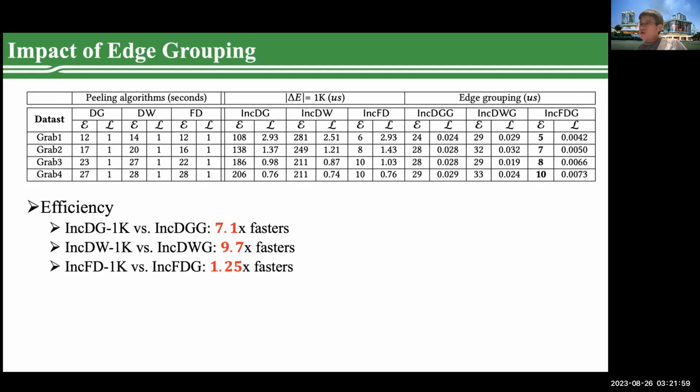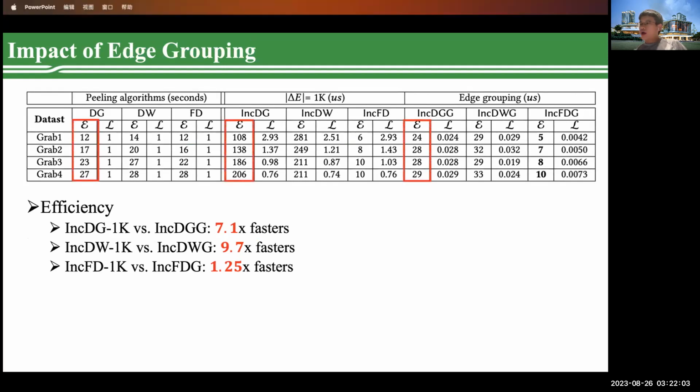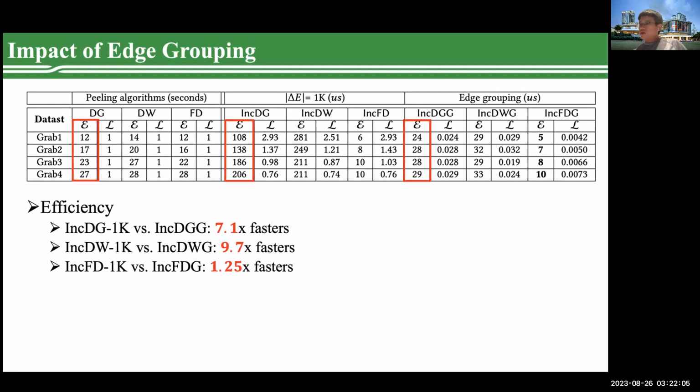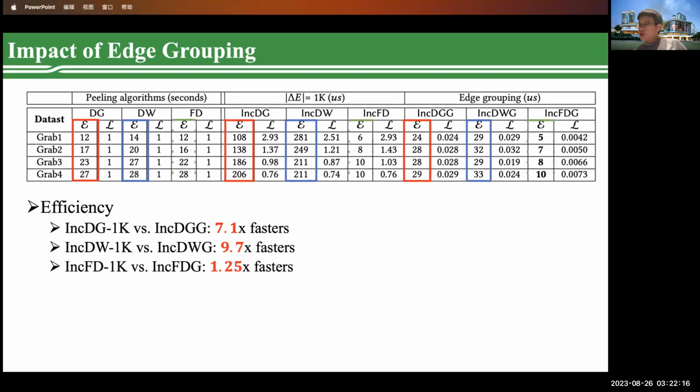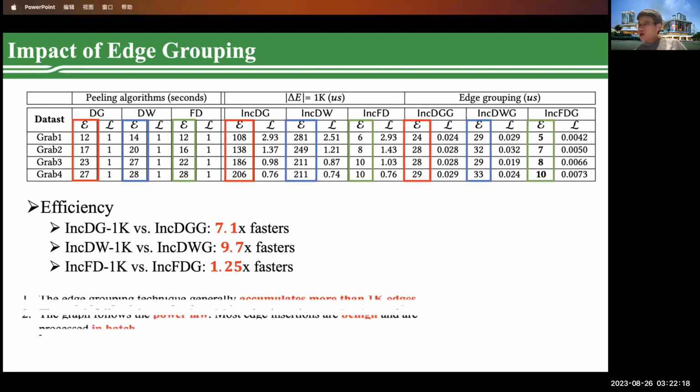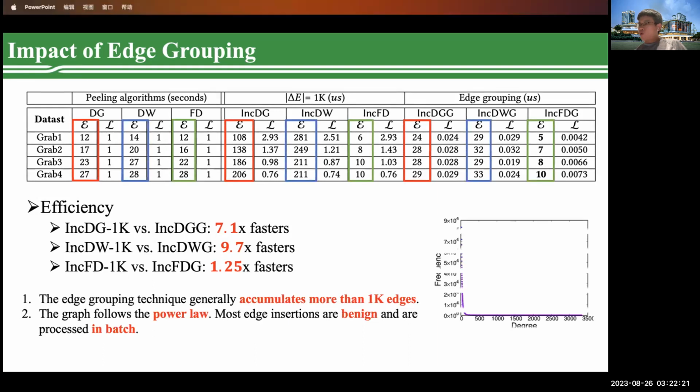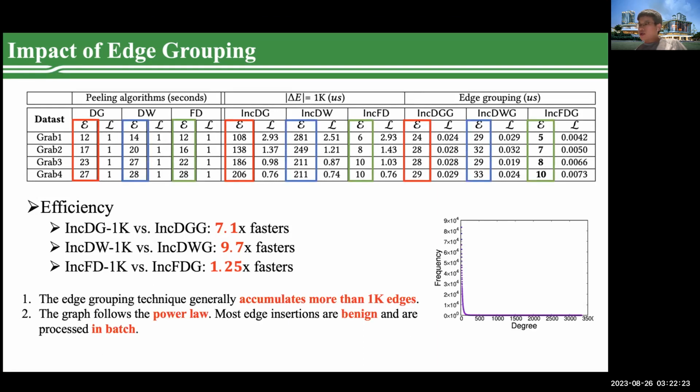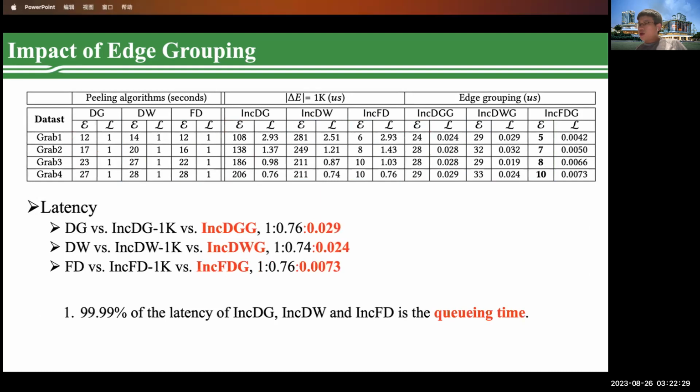Let's go through the importance of employing edge grouping on the performance of our incremental algorithm. ENC-DGG is 7 times faster than ENC-DG, and the edge grouping technique typically accumulates more than 1K edges. This observation is in alignment with the characteristic of real-world graphs, where benign edge insertions tend to dominate. Real-world graphs often adhere to the power law distribution.